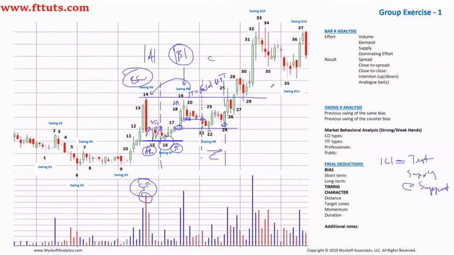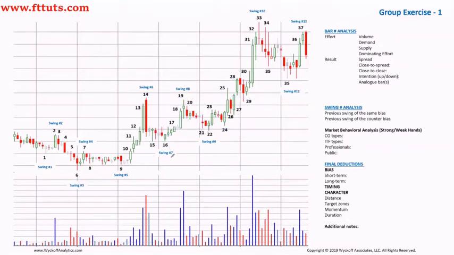We'll talk about phase D later on, but Ronnie, let's come back to phase B, and specifically I want to talk about bar number 18. Yeah. So this looks like a very bullish bar.